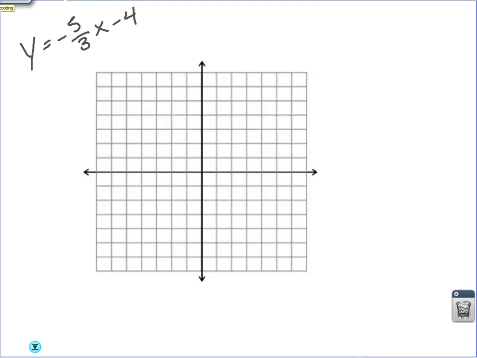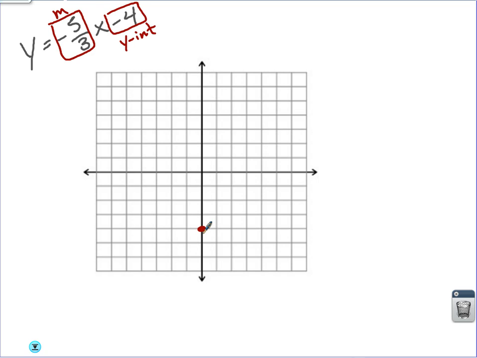Okay, let's graph one more in slope-intercept form here. Graphing the equation y equals -5/3 x minus 4. Reminder that when we're in this form, y equals, any number in front of x is our slope. The number being added or subtracted is our y-intercept. When graphing, we always start with that y-intercept, which is -4. That means our line's going to cross the y-axis at -4.